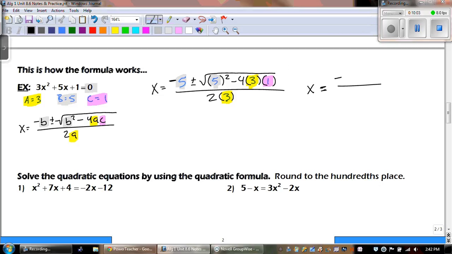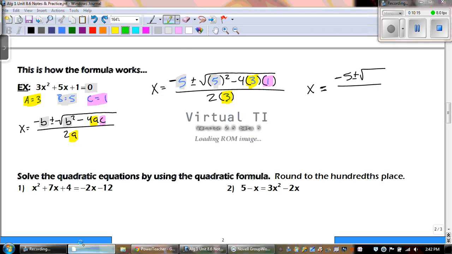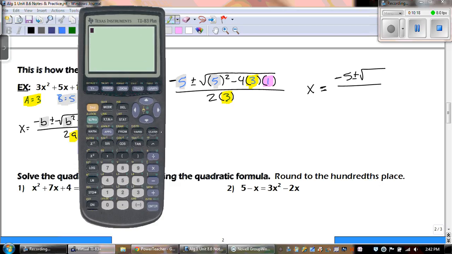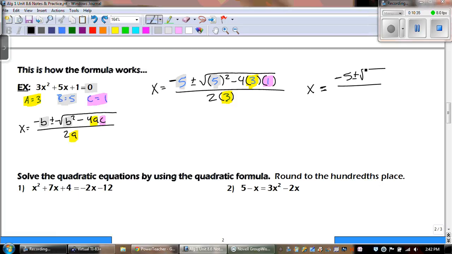So the first thing I'm going to do is everything underneath the square root, okay? The square root's staying there. Guys, notice that. My square root's still there. I just want to know what's underneath the square root. Okay, so that's 5 squared minus 4 times 3 times 1. That's all I want right there. Okay, and I get 13. So that's the first part.